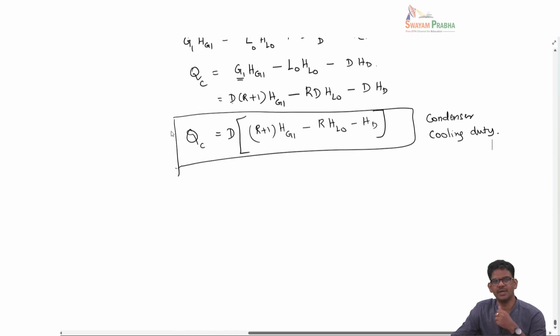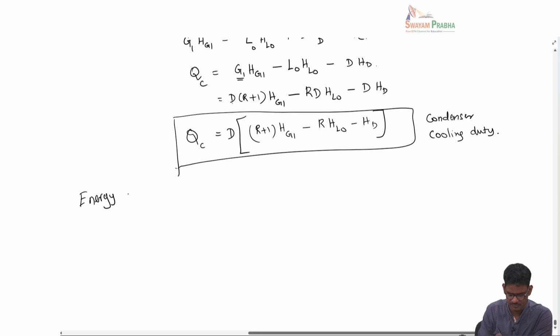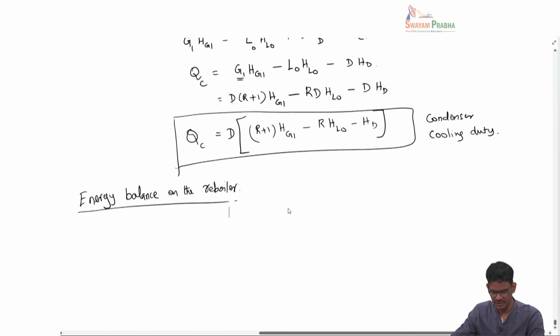Now similarly we can do heat duty calculation for the reboiler also, because the reboiler is also involved in vaporizing some of the liquid, and we need to find what is the heat duty for the reboiler, and we can obtain that by doing an energy balance on the reboiler. Well, let us do the energy balance for the entire column.